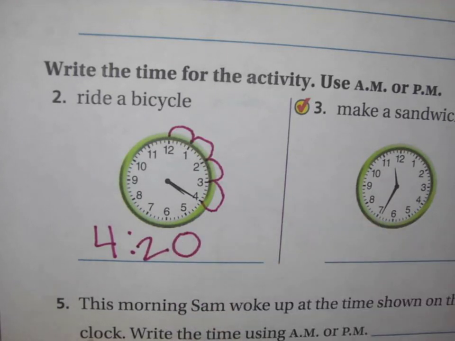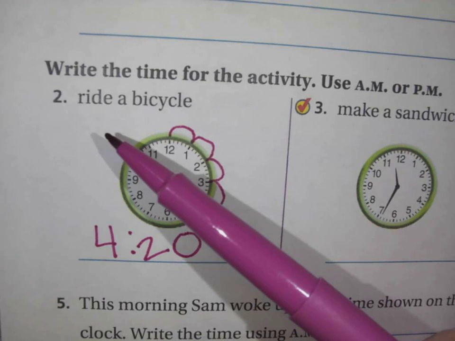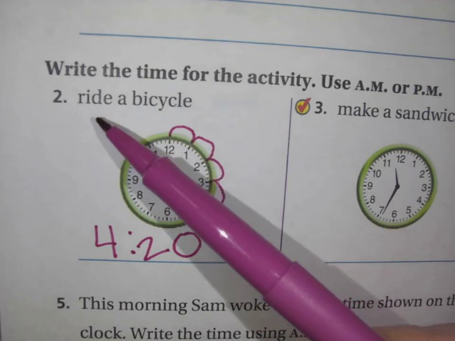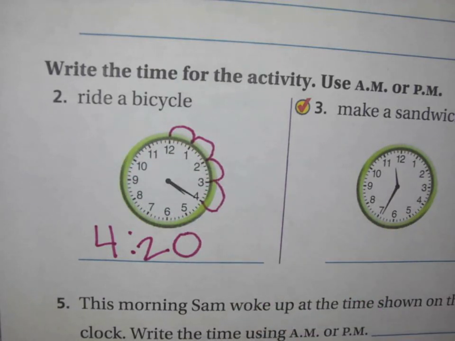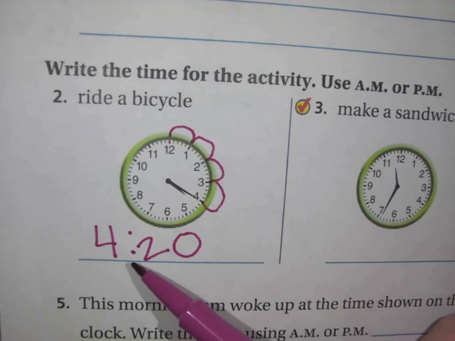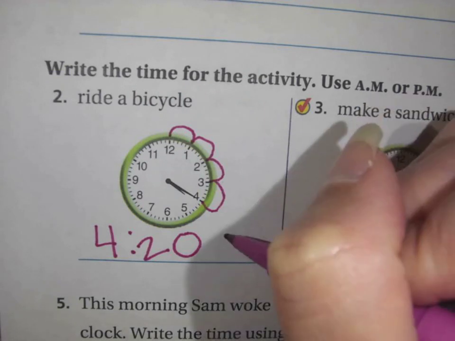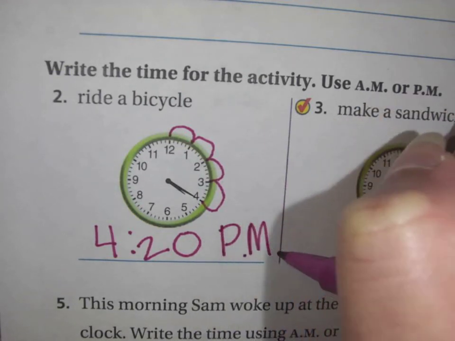Now let's decide if it would be AM or PM, boys and girls. Again, let's use the knowledge that we already have. When would we ride a bicycle? Would you ride a bicycle at 4:20 in the morning when you should be sleeping? No, you should be riding a bicycle in the afternoon, so PM.